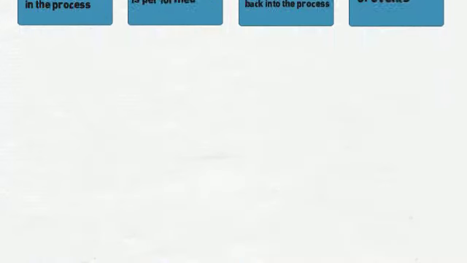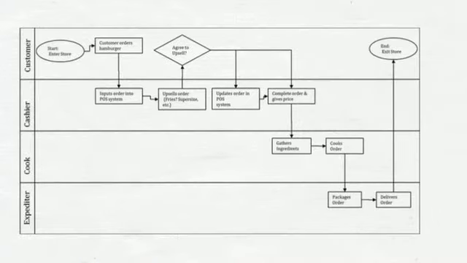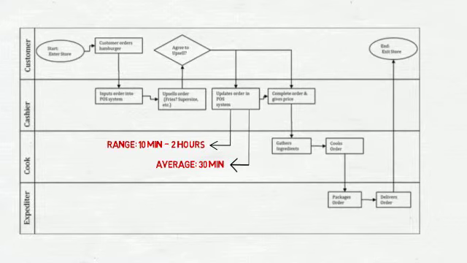Once flow and order are complete, add time, both range and average, for each step. Total up the time allocated to the entire process, including down and wait times. This step is especially important for lean or cycle time reduction projects.